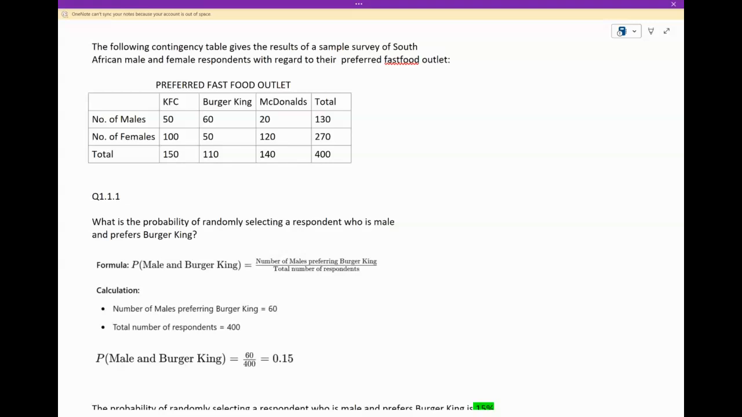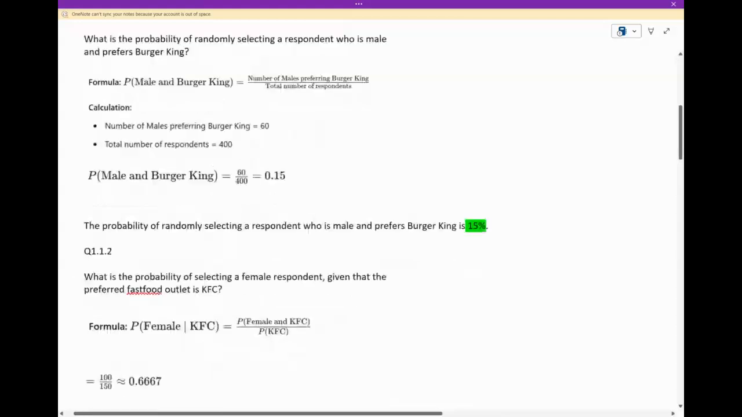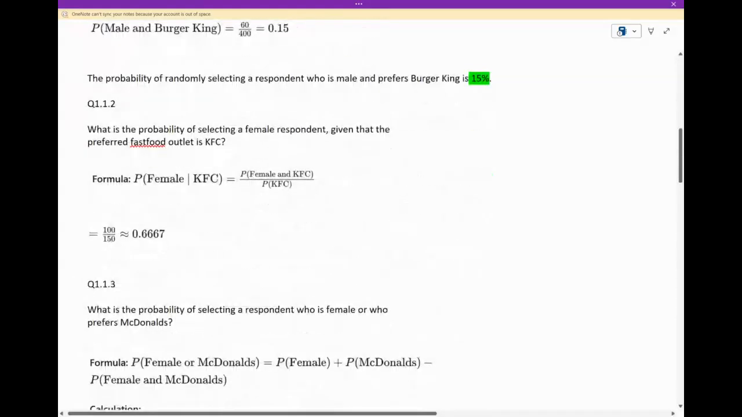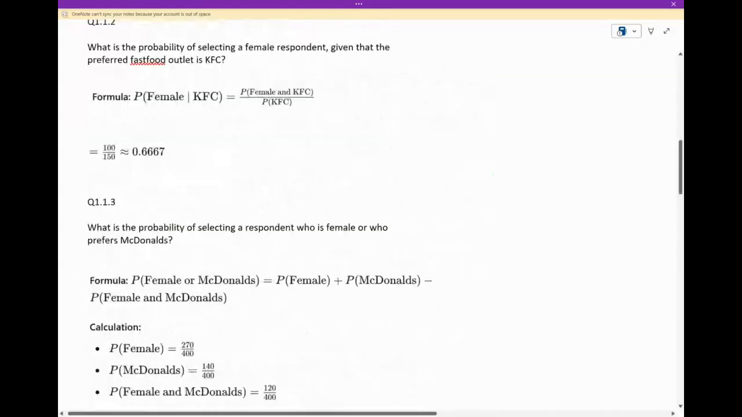Because we're looking at all our respondents. So that's the first one. The second one: what is the probability of selecting a female respondent given? The moment you see the word given, you know you're dealing with conditional, because we're saying this condition must be met before we find a female.